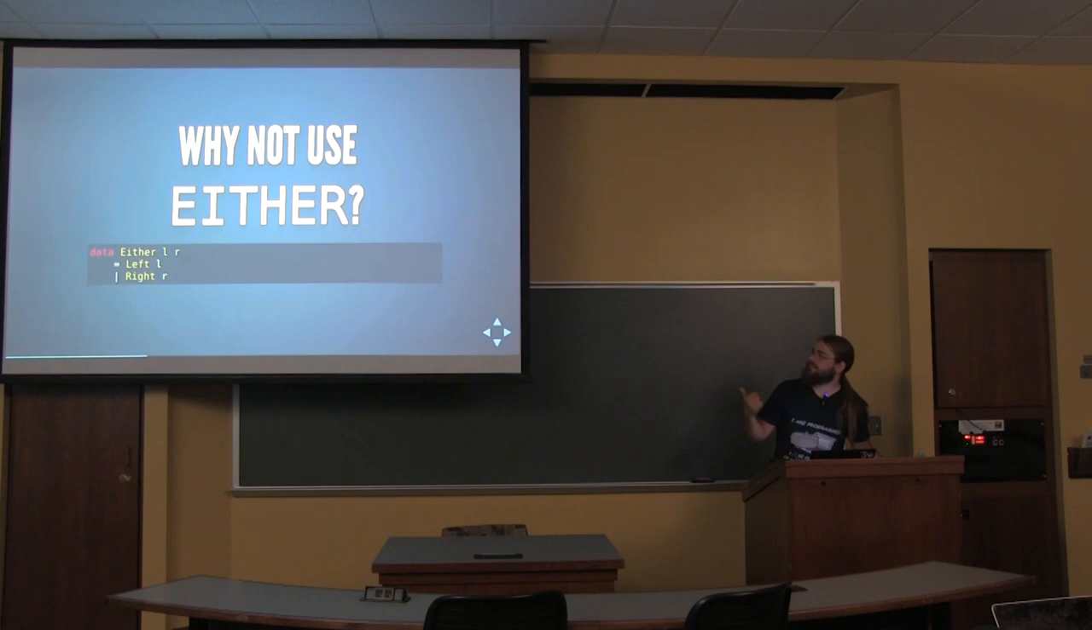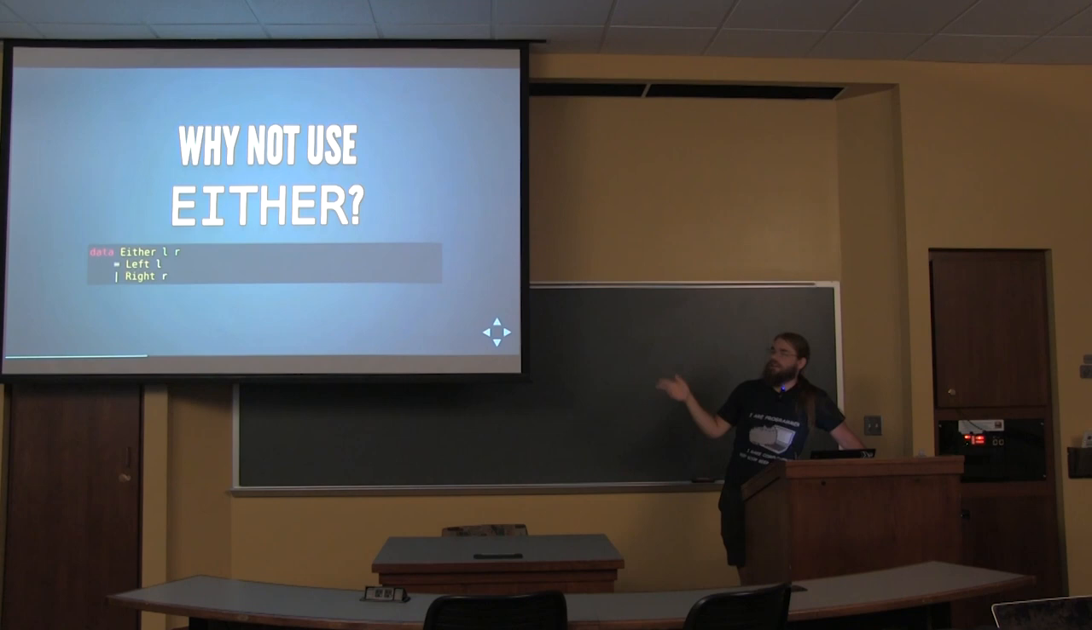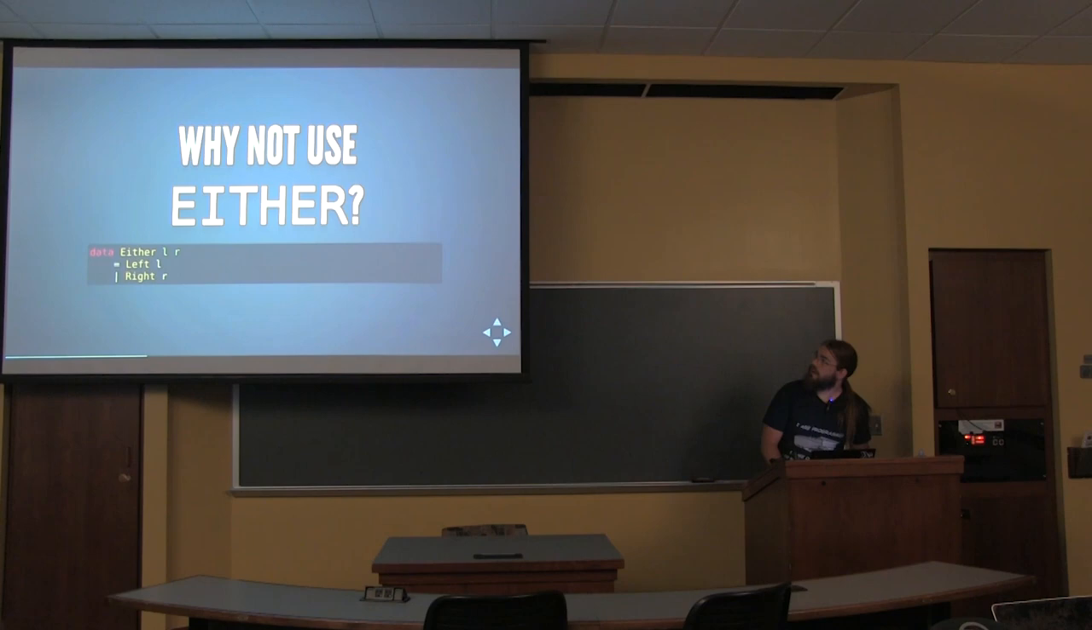So why don't we use Either? This is Haskell's Either type. We've just got a left and a right type variable and a constructor for each. And Rust uses a type like Either called Result to do all of their error handling. And they've got some macros and some cool syntax built in to make this more ergonomic and more convenient to work with. And we should always imitate Rust. They do such a good job with so many things. So why don't we do that?